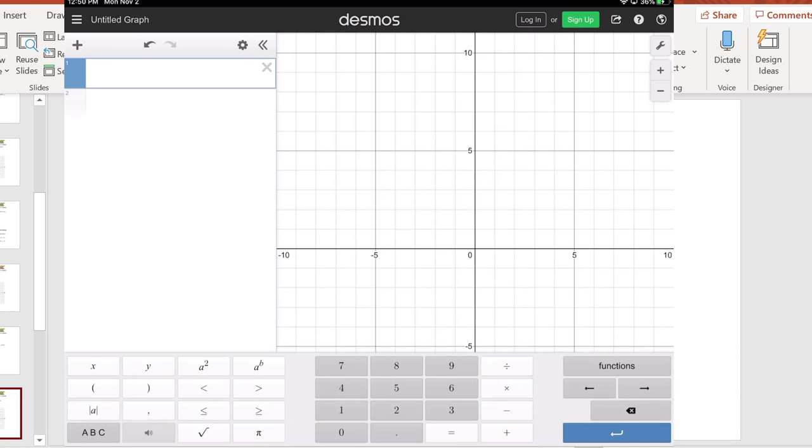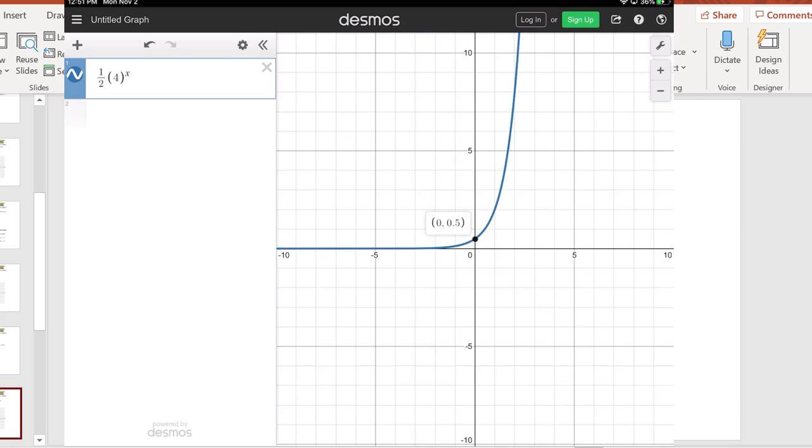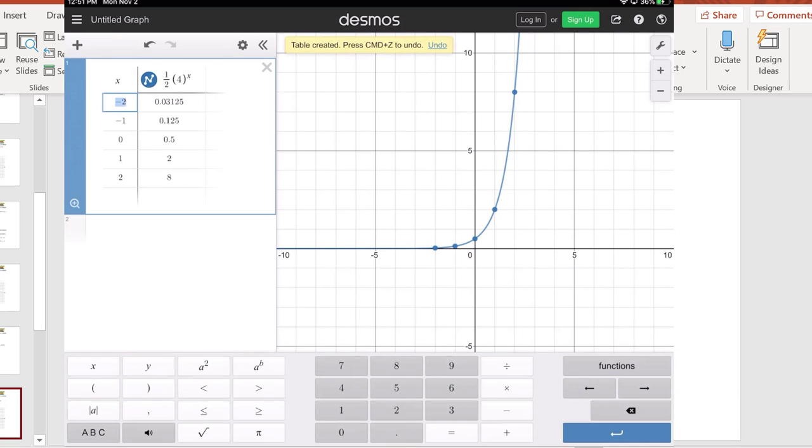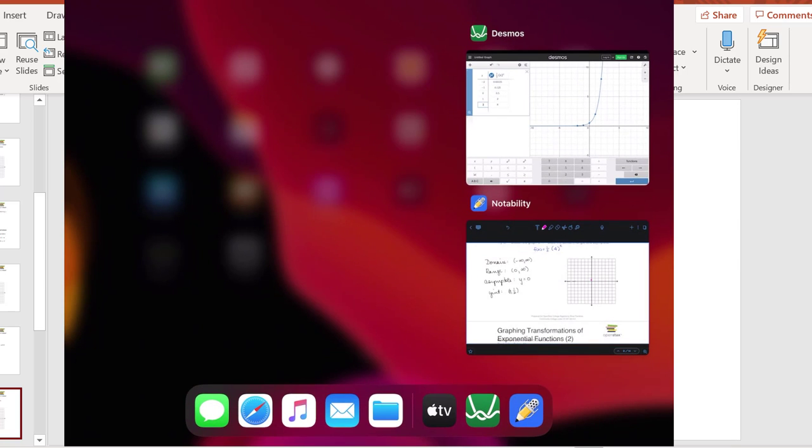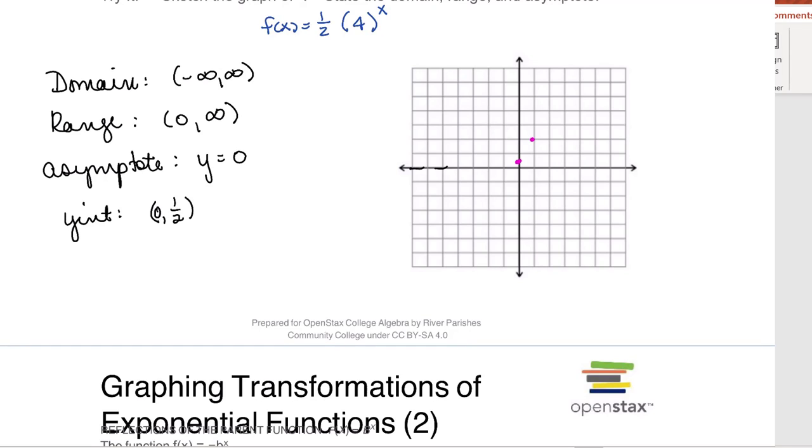So I have 1/2 times 4 to the x. So here's that point (0, 0.5). And you can look on Desmos and try to find some other points. Or you can make a table, and it looks like 1 will go up to 2, and 2 will go up to 8. So 1 goes up to 2, 2 goes up to 8, up here. So it looks like something like that. Okay?